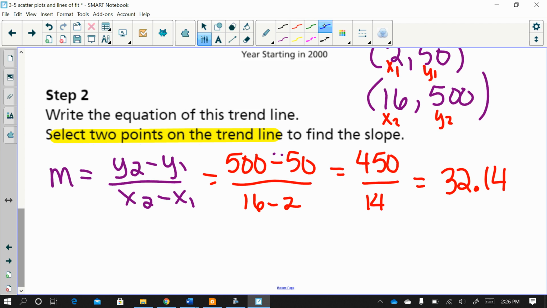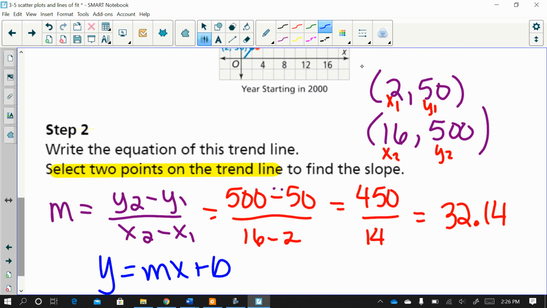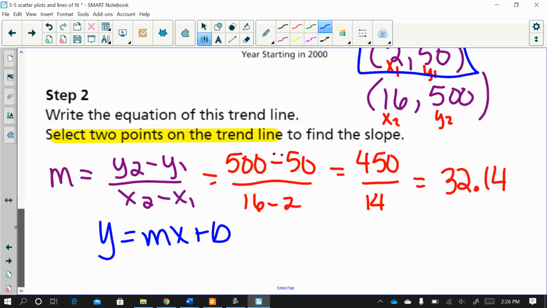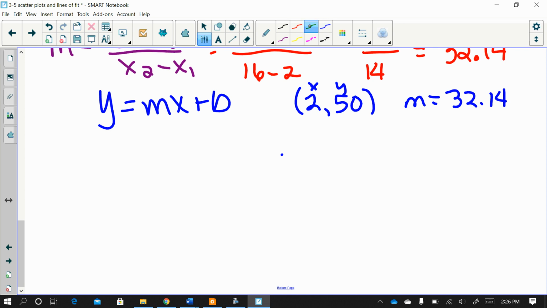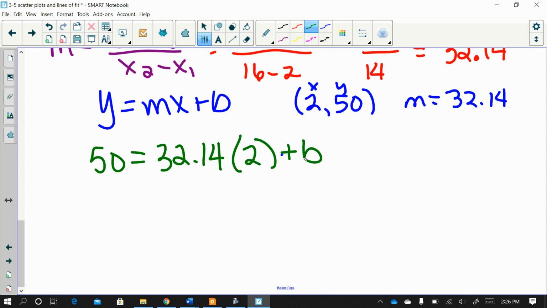Okay, so now that I have my slope, I'm going to do y equals mx plus b. Which point do you like better? I like the smaller number, so I'm going to use (2, 50). And I know that m is equal to 32.14. Here's x, here's y. So let's plug and chug. So instead of writing y, I'm going to write 50 equals m. Okay, so that's 32.14 times x, and we don't know b, so I'm going to leave b alone.